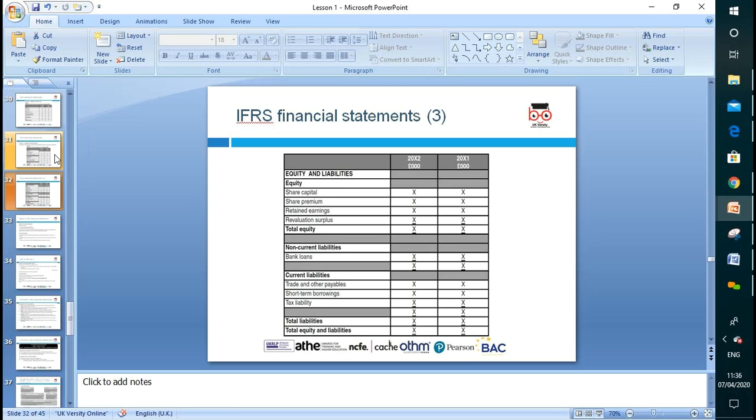Retained earnings means the previous year's profit was not distributed between the shareholders. Revaluation means the asset was £100 when you bought it, but now it is 150. So the value of the asset increases, and the revaluation surplus increases. Value can be decreased as well. A bank loan is a non-current, long-term liability. We have current liabilities, trade and other payables, also known as creditors. We have short-term borrowing, a tax liability, and then we have the total liabilities.